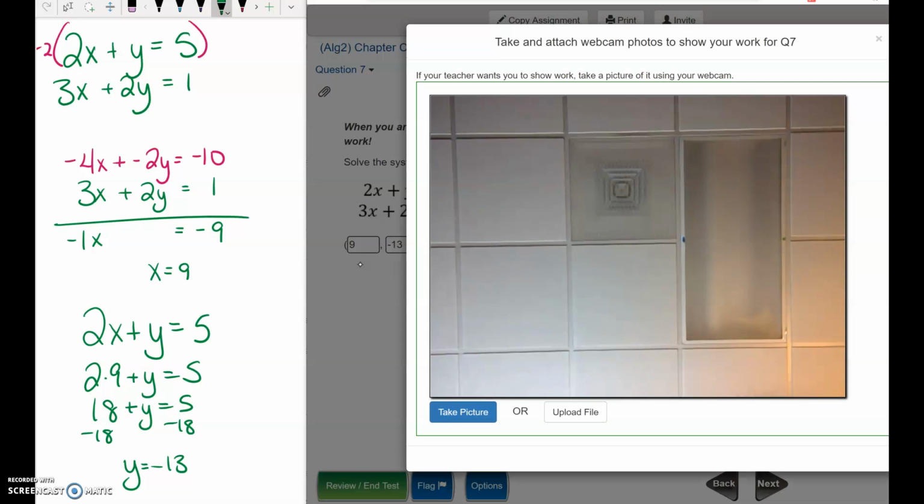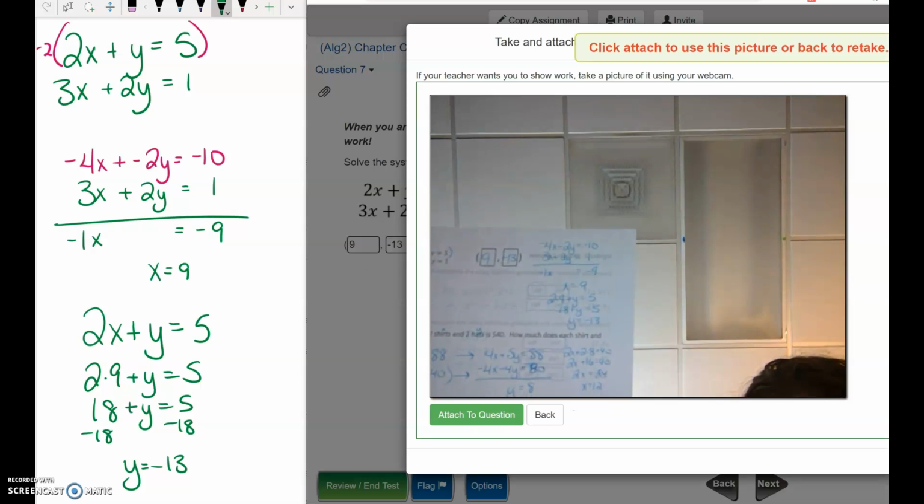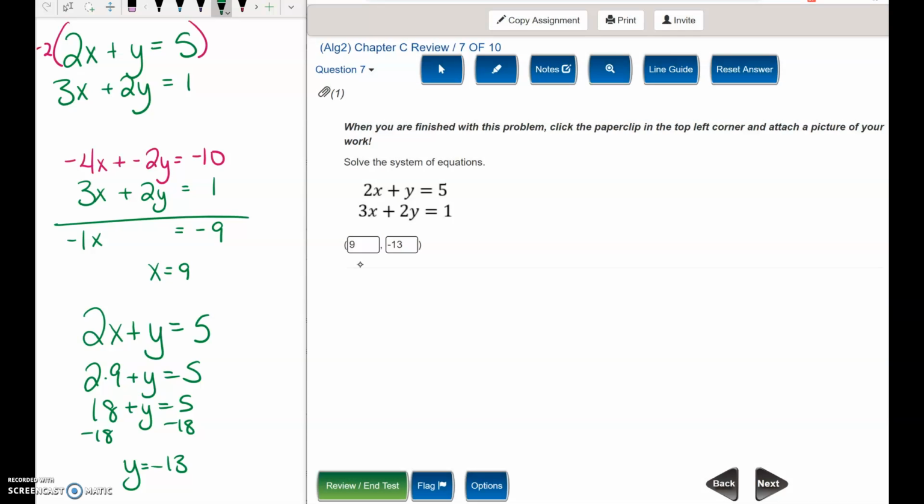Again, click the little thing, hold your work up so I can see what you did. Take the picture, attach it to the question, and it shows, okay, I'm a little close, and it shows that I attached one thing to that problem.